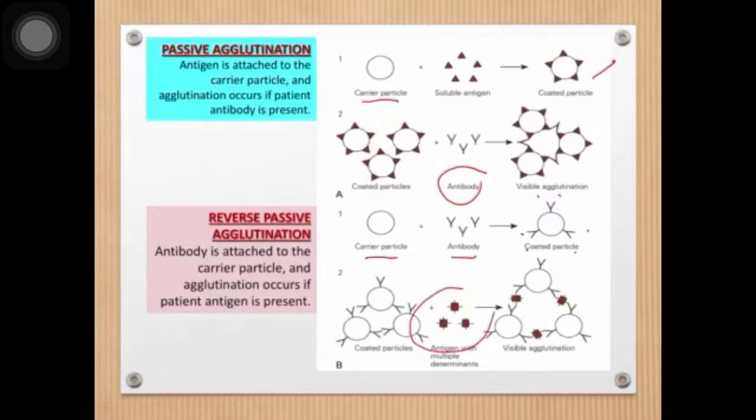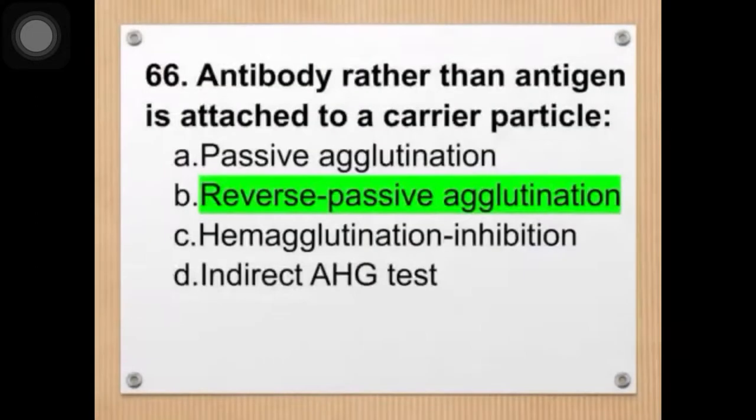Number 66, baliktad naman po, antibodies rather than antigen is attached to a carrier particle. Ito na nga po, reverse passive agglutination. Yung carrier po dito, coated with an antibody. Agglutination will occur in the presence of the corresponding antigen. Correct answer 66, letter B.